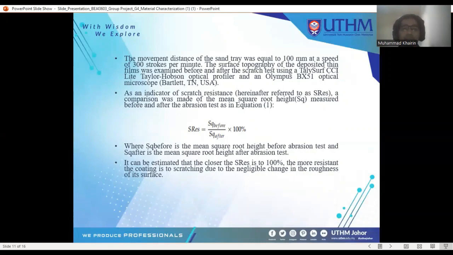The surface topography of the deposited thin film was examined before and after the scratch test using a Telesurf CCI light Taylor-Hobson optical profiler and an Olympus BX51 optical microscope. As an indicator of scratch resistance, a comparison was made of the root mean square height measured before and after the abrasion test in equation 1, as SRS equal to SQ before over SQ after times 100%, where SQ before is the root mean square height before the abrasion test and SQ after is the root mean square height after the abrasion test. It can be estimated that the closer the SRS is to 100%, the more resistant the coating is to abrasion, due to negligible change in the roughness of its surface.